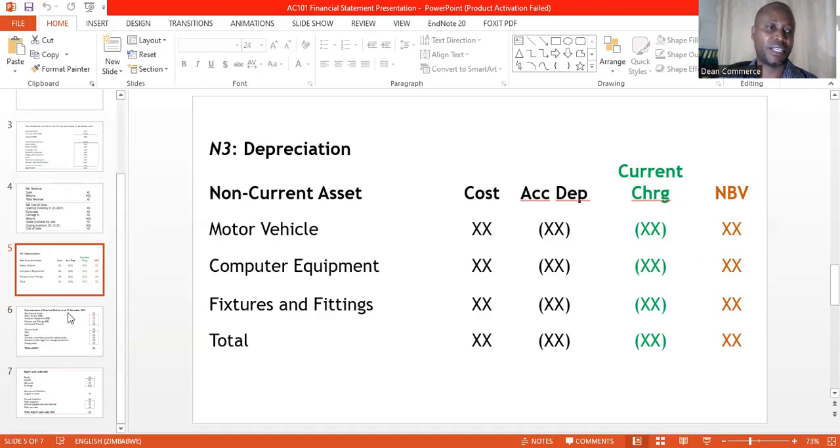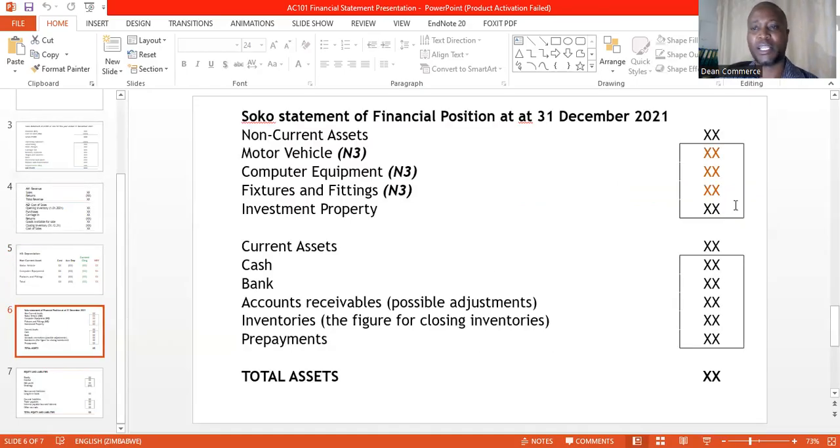And this is the note 3. So you are going to bring in the note 3 here. Again, the note 3 for fixtures and fittings is here. Then investment property, because we have not depreciated it, we just take the figure and we put it there. So the sum of these figures is what gives us our non-current assets. Then we are also going to look at our current assets, and then we put the total there. Then this box will close our current assets, which are cash, bank, accounts receivable.